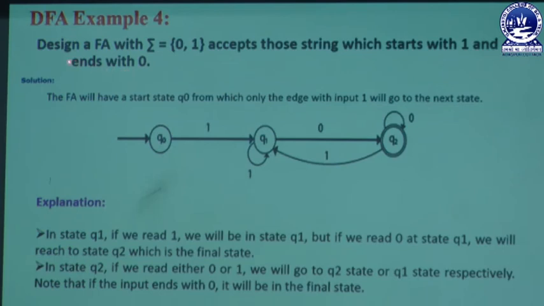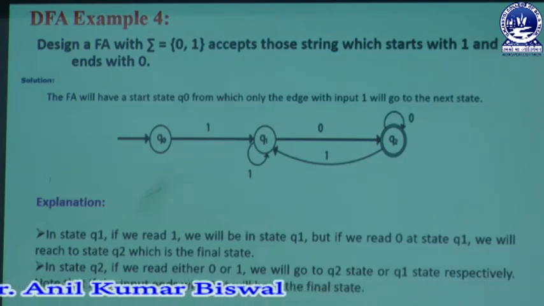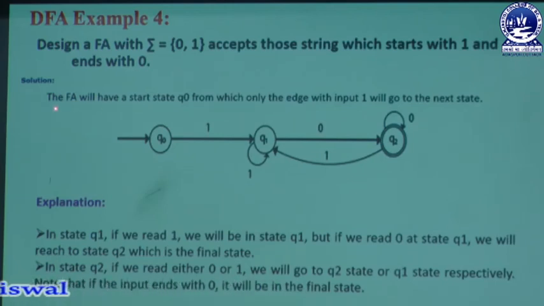In this example we are going to discuss how to design a finite automata, meaning a deterministic finite automata, according to the requirement. The question says: design a deterministic finite automata over the parameters 0 and 1 which accepts those strings which start with 1 and end with 0. Whenever the user creates a string, the string must start with 1 and always end with 0 according to the requirement.